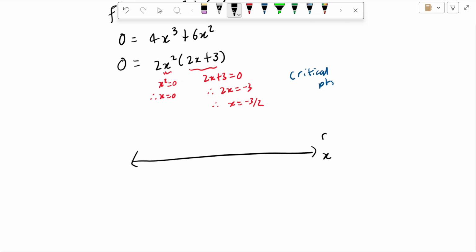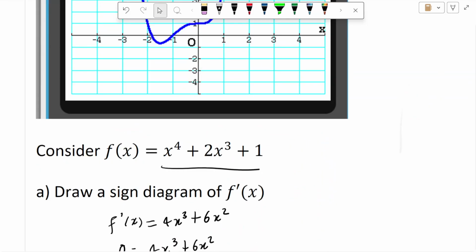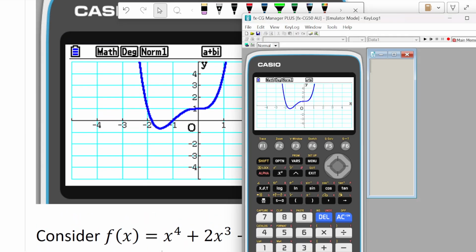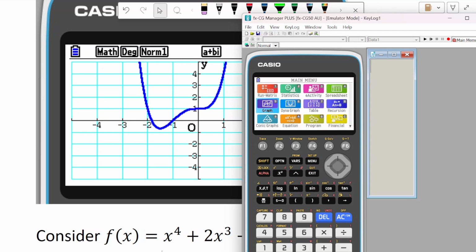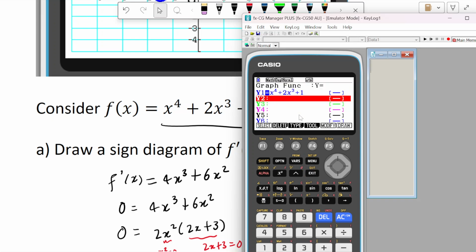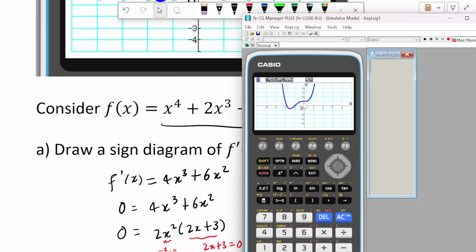So there's x and there's f dash of x. So we put these 2 points on. Put x is 0 and then x is minus 3 halves, just on a number line like that. And conveniently, I have also graphed the function before on a calculator. So just to be really clear what I did there, I went into graph mode. I typed the equation in there, drew it, and you can tell that there are 2 spots where it's flat.